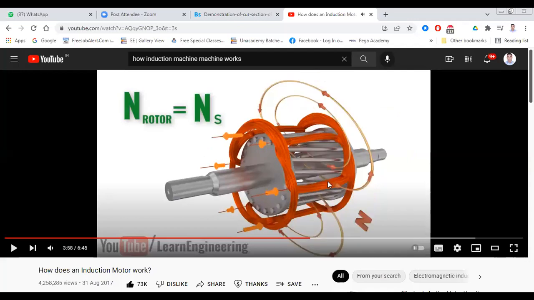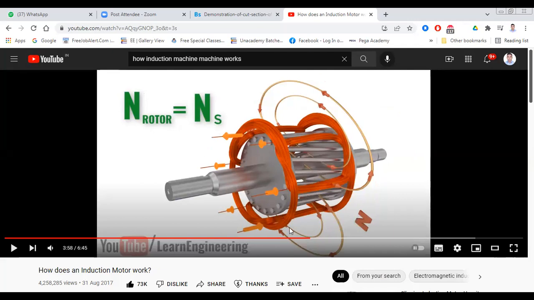Okay, so you can clearly see that the rotor has two speeds. One is the rotor speed, NR. NR is the rotor speed, which means how fast the rotor is rotating. And NS is the synchronous speed, which is the speed of the rotating magnetic field.